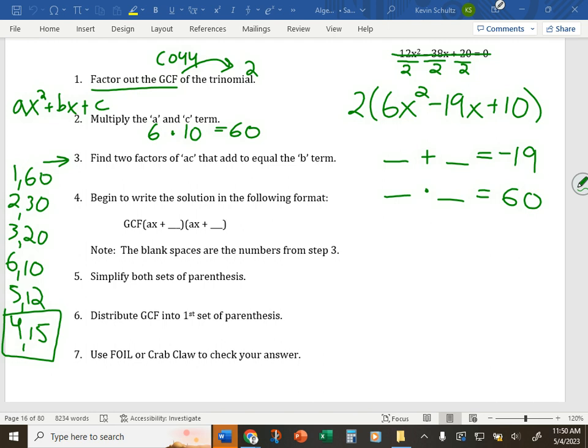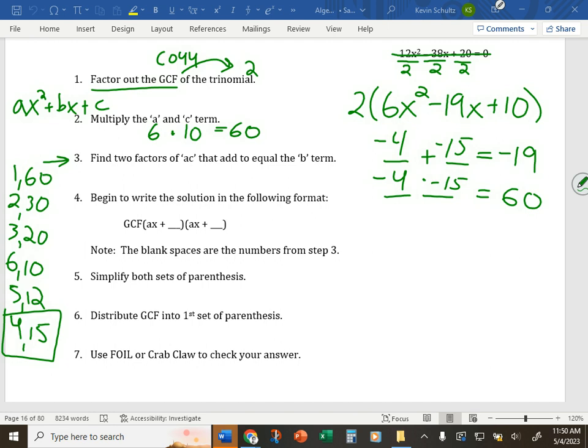How? What signs do those numbers need to have here? Negative, both of them, right? Negative 4 and negative 15 add to be negative 19, because remember that plus negative means we're actually subtracting. So negative 4 minus 15 is negative 19, and negative 4 times negative 15 equals positive 60. So that's the winner. Okay?